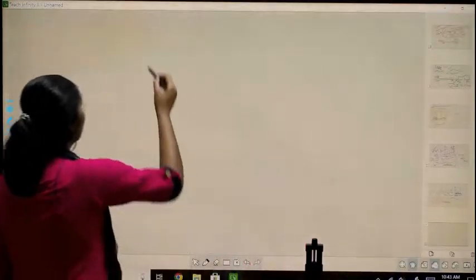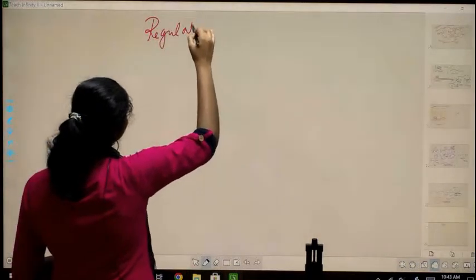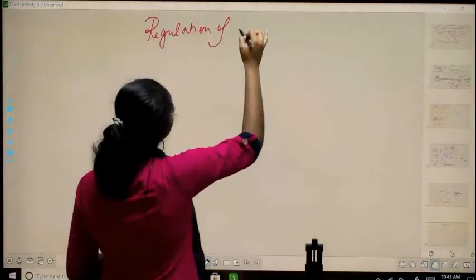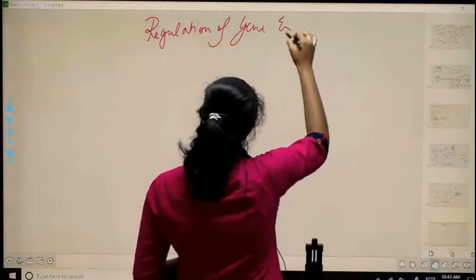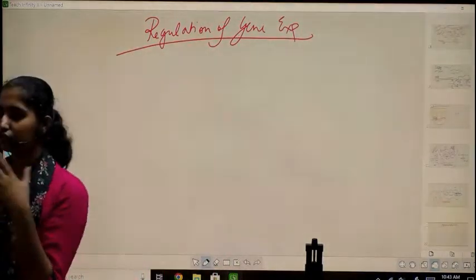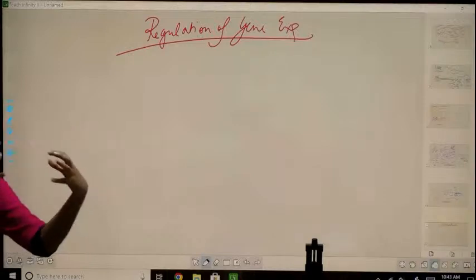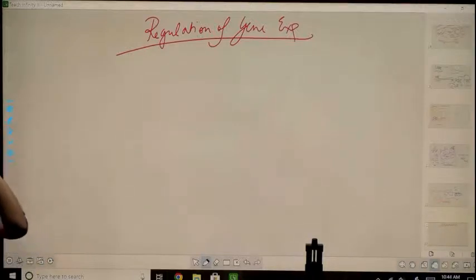Next, let's talk about regulation of gene expression. So we now know how a genotype or a gene expresses itself in the form of proteins, right? But we need to regulate this protein because the proteins that are formed in our body are going to perform functions. So it's very important that a correct protein be made. So this whole process is regulated at a number of steps.